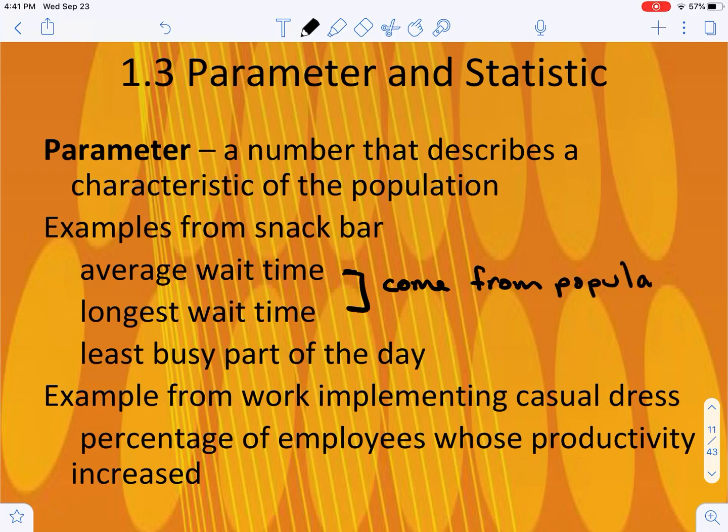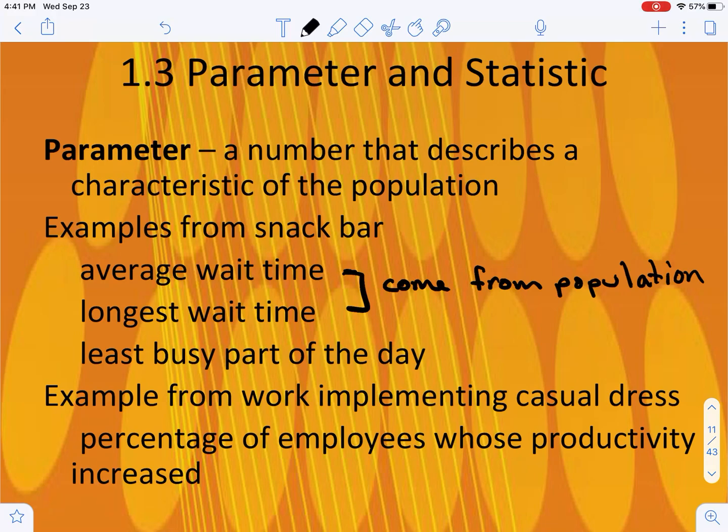So we could say, of all the orders, the average wait time was this, and that would be a population value. We'd have to look at it and go through it. We'd have to count how many people came in and out of the store to tell you what was the least busy part of the time.